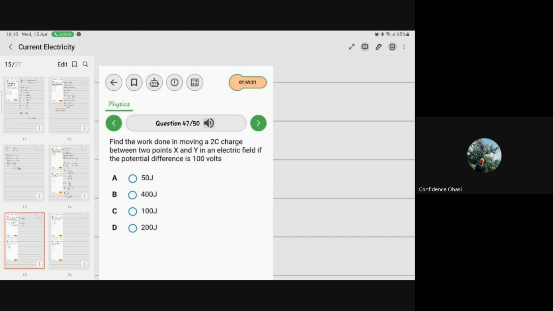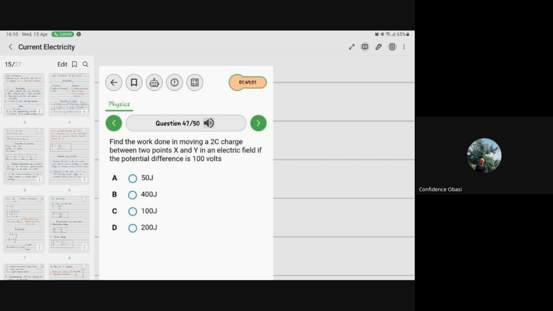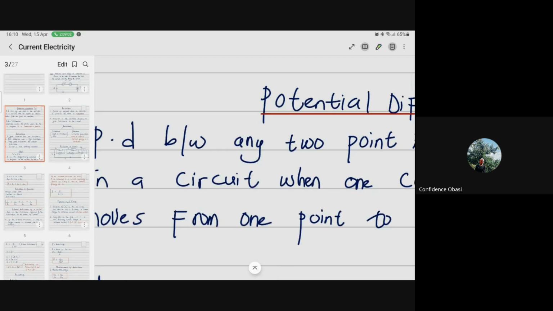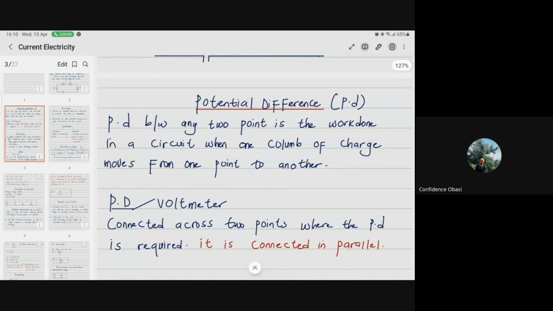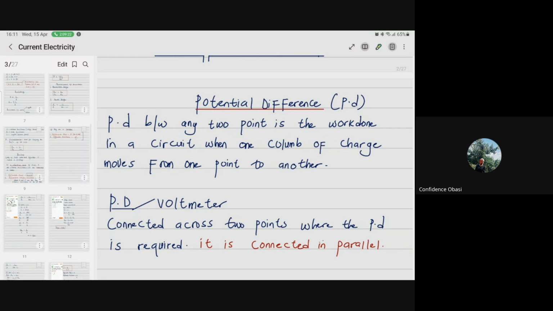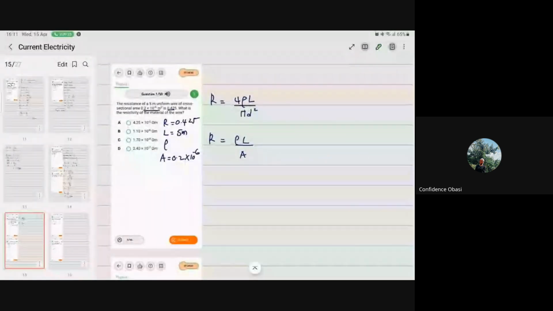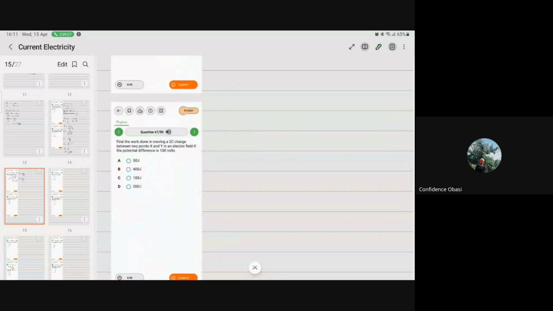Any question, Paul? Remember, potential difference, I think I defined it here. I said potential difference between 2 points is the work done in a circuit when one coulomb of charge moves from one point to another. So now, they said that the PD of the circuit is 100 volts. So what happens if we now move 2 coulombs of charge in the circuit? The answer is just there. I think I've answered that particular question using that definition, right?